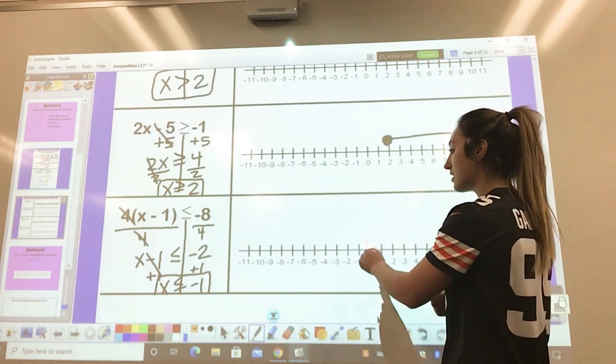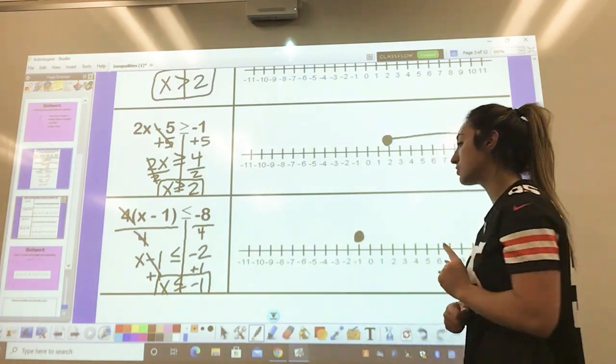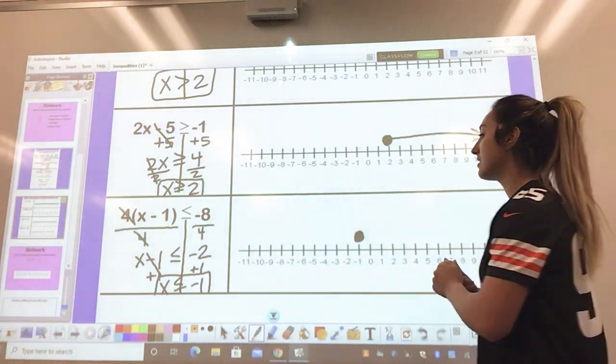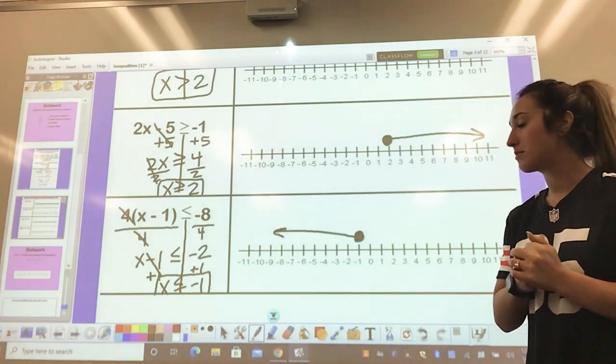Negative 1 is right here. Since it's less than or equal to, it could be negative 1, so we want to put a closed circle on it. And then less than is in that direction. So the arrow would be going to the left.